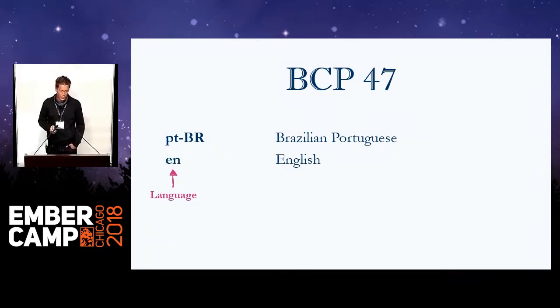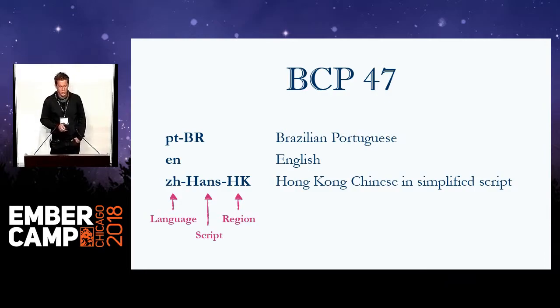It's important to note, though, that the region is optional. You don't have to include it. So for example, you could just use EN for English. But you can also put a variant in between. This example is Chinese as spoken and written in Hong Kong in simplified script. So the HANS is the script that's actually meant.